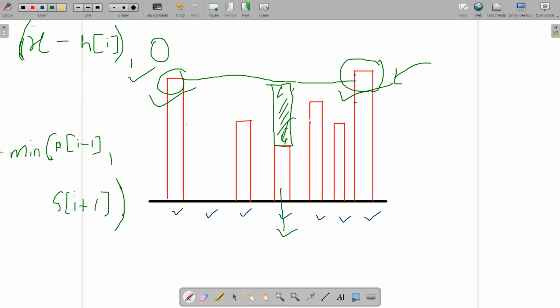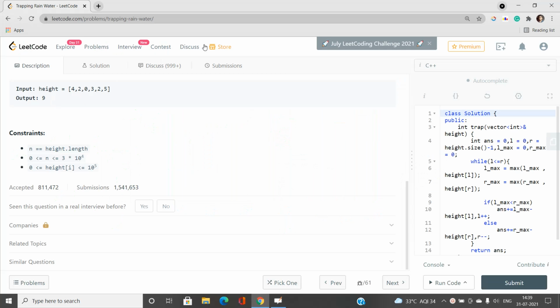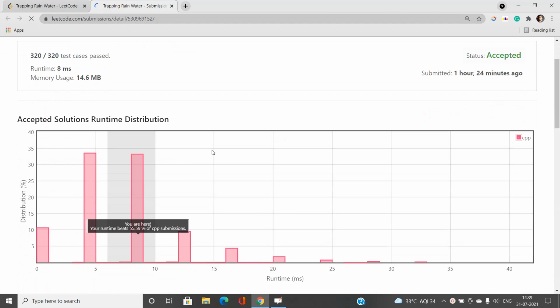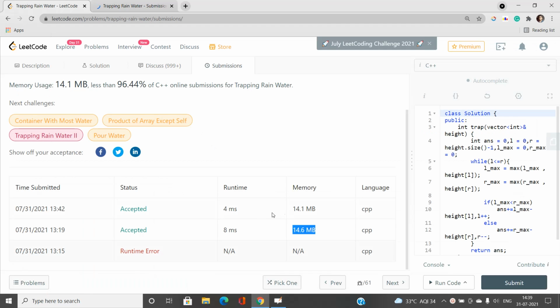Okay, so this is the concept, and if you follow this concept for every position of the wall, you are going to get your answer in O of n time and O of n space. This is the very first solution that I have talked about. It has a runtime of 8 ms and consumes this much memory. I don't think this is the best solution, because we can also have an O of n time and O of 1 space solution.